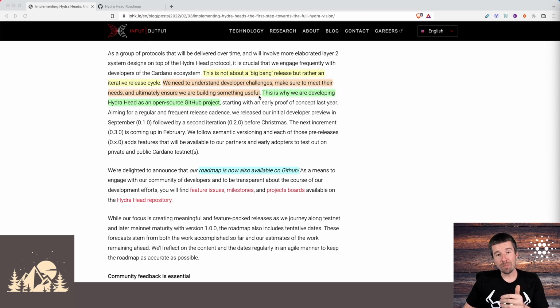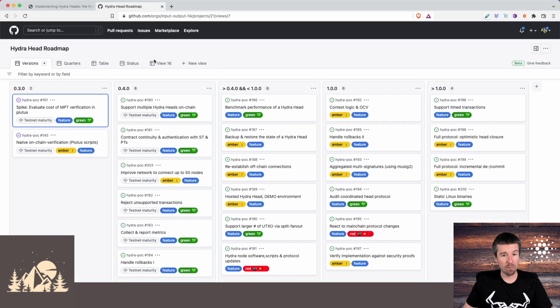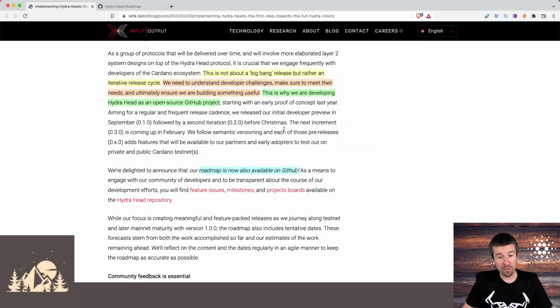So in addition to it being an iterative release cycle, they're developing Hydra Head as an open source GitHub project, and you can actually now see the project's roadmap live on GitHub. We'll link this down below, but you can see all the main features that are planned, and there's also now an open source project that anyone in the community can contribute to.